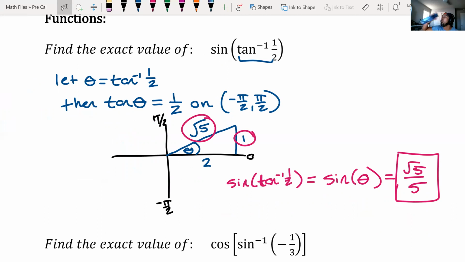It's fun. So for the substitution, you're basically going to put theta in place of the inverse, whatever function's in there. And then graph it on its restrictions, put it in the appropriate quadrant, and then go back to the substitution and answer the question.